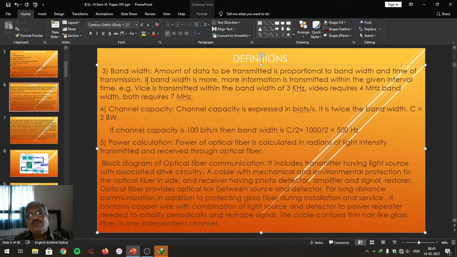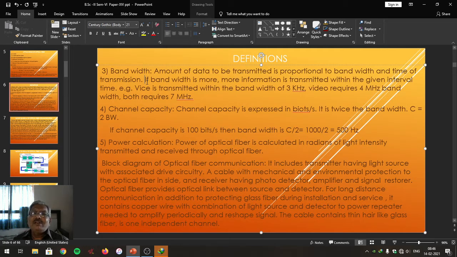Generally, we are well aware that it is the difference between upper cutoff frequency and lower cutoff frequency. Within that band, how much amount of data is to be transmitted, that is called as bandwidth, as far as optical fiber communication is being considered. Naturally, if bandwidth is more, more information is going to be transmitted within a given interval of time. It is quite obvious.